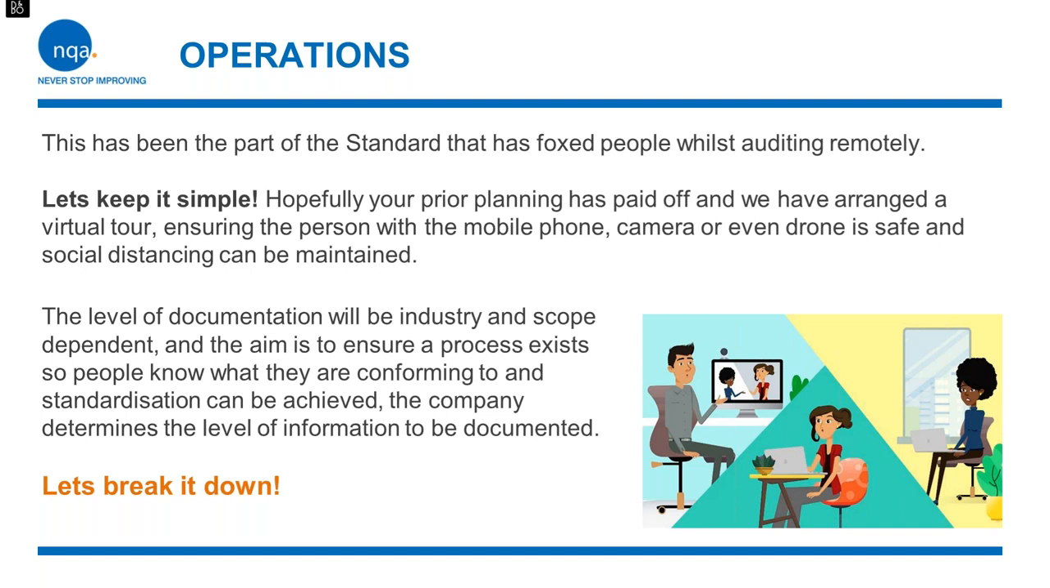Now obviously, with some processes, like it says there, the level of documentation will be industry and scope dependent. Some organizations, for example in manufacturing, may have a lot of documented information that you can go back to, such as drawings, specifications, tests and acceptance and so on. Whereas some organisations' processes won't have so much documentation that you can necessarily rely on.